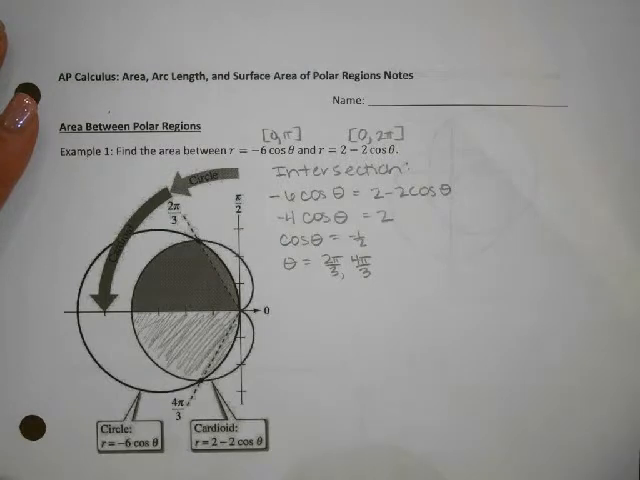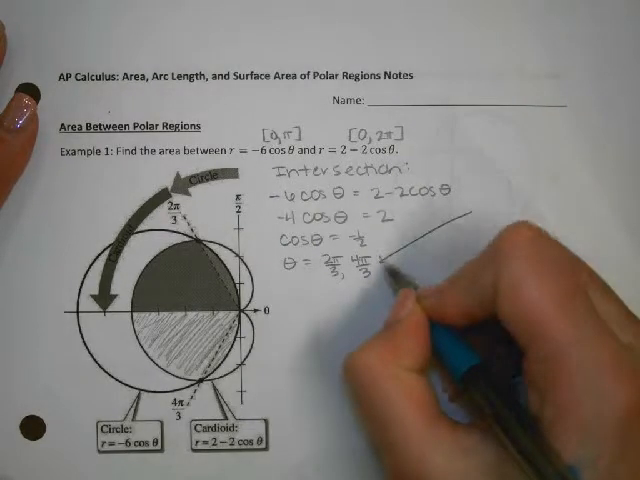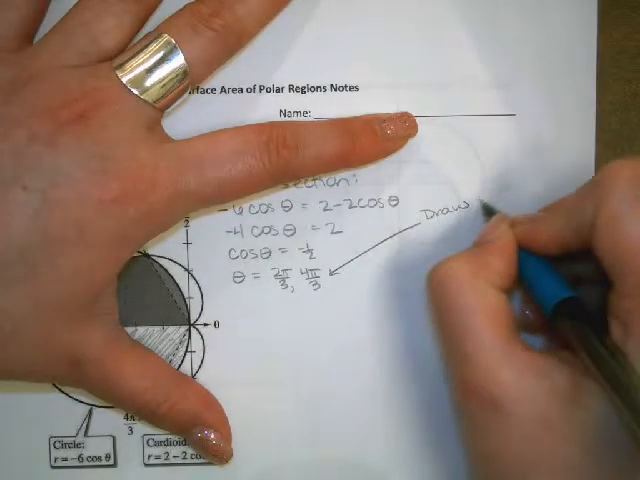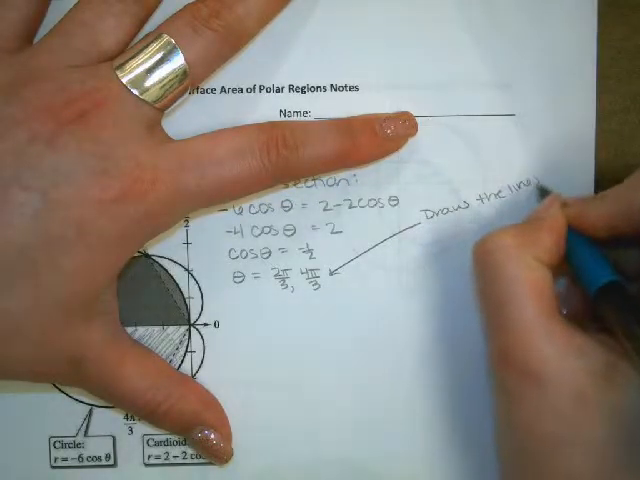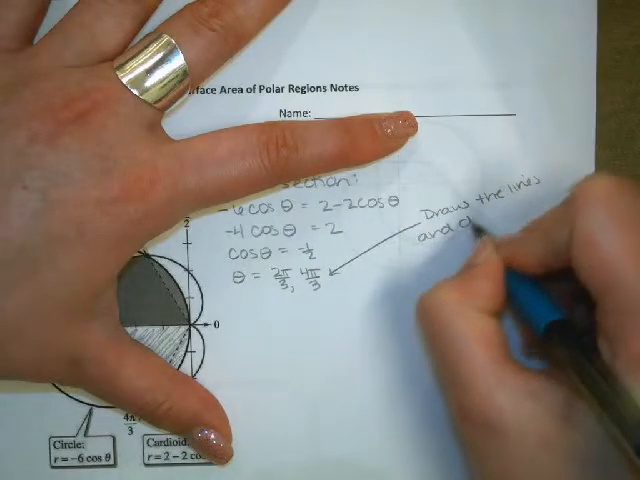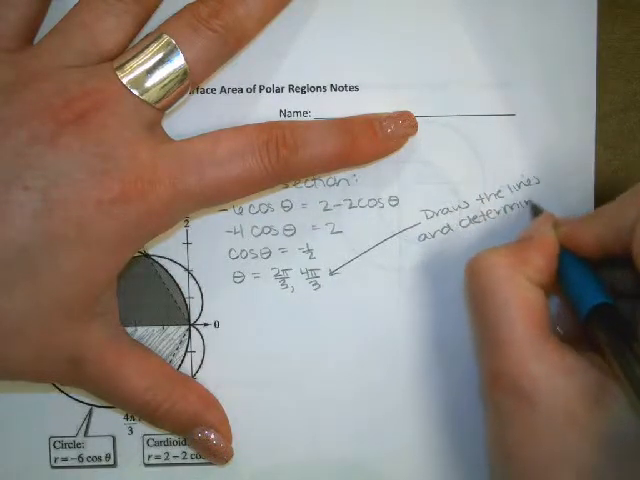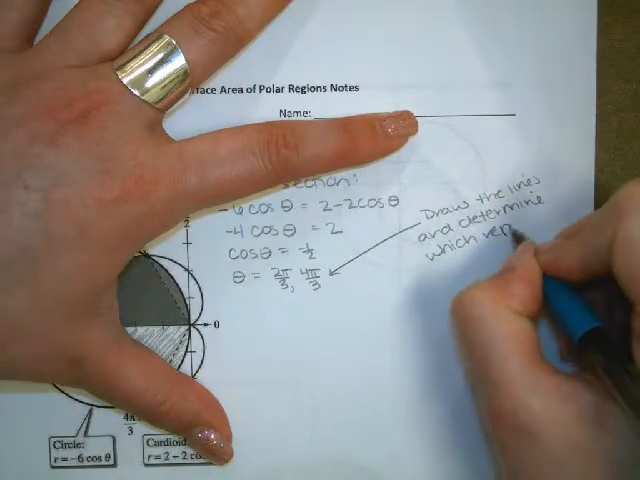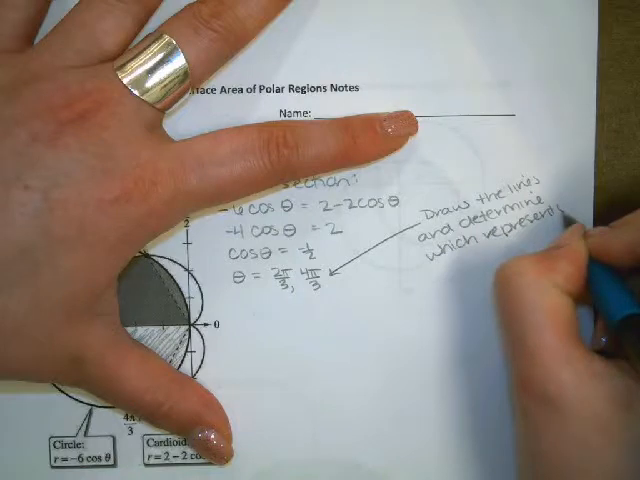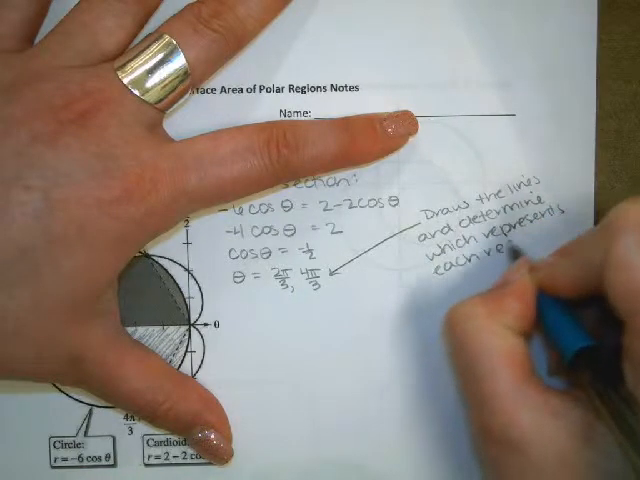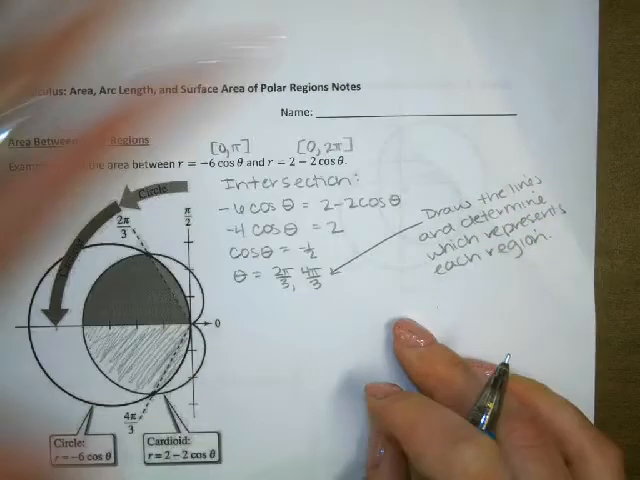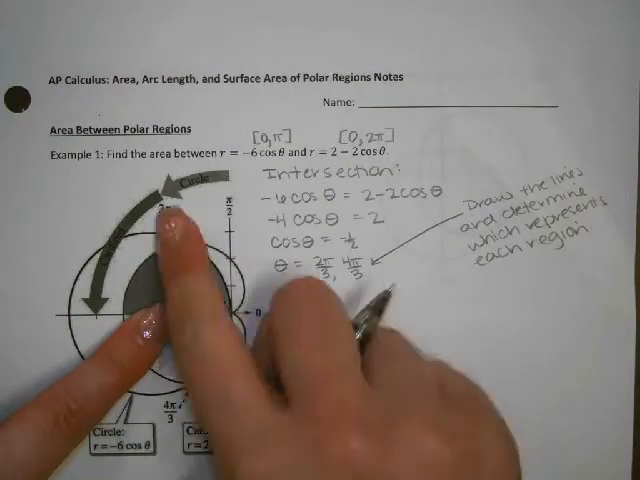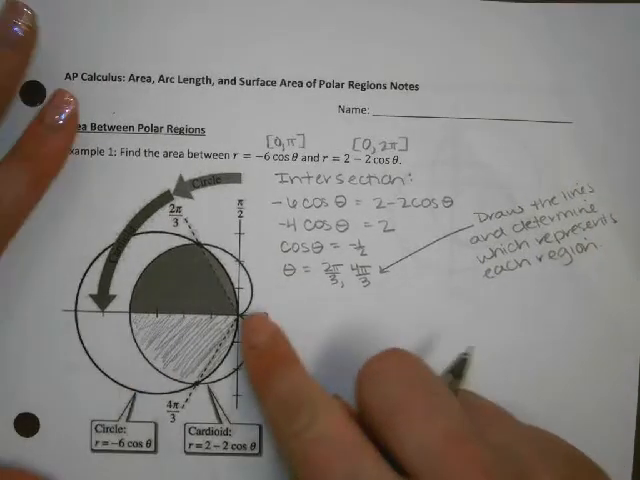And then once you find this part in the problem, what you need to do next is draw the lines and determine which line represents each region. So that doesn't quite make sense yet, but I'll tell you what I'm thinking about. You can see they drew these dotted lines for 2 pi thirds and for 4 pi thirds.